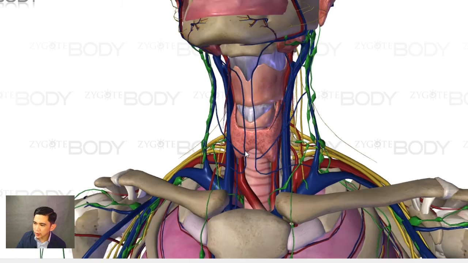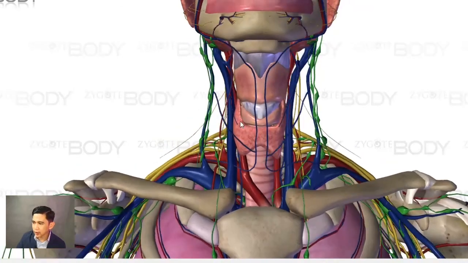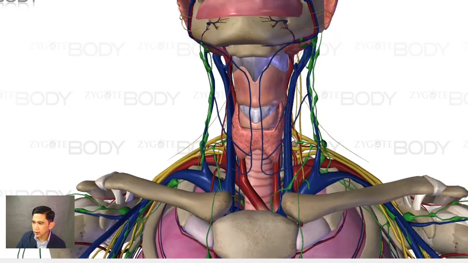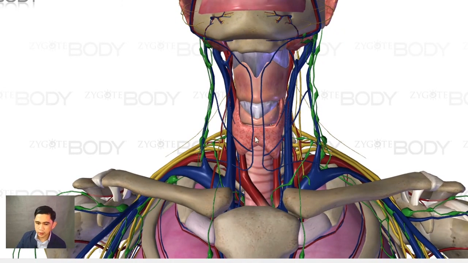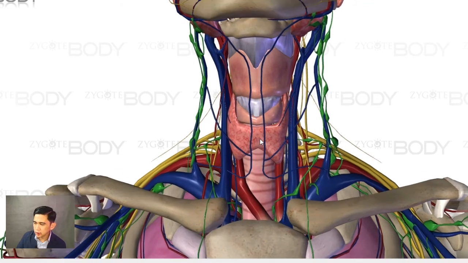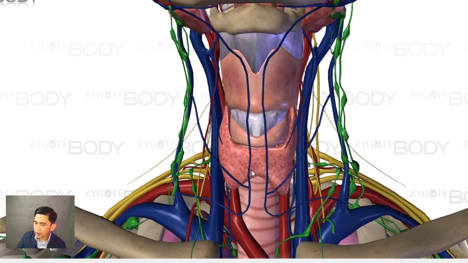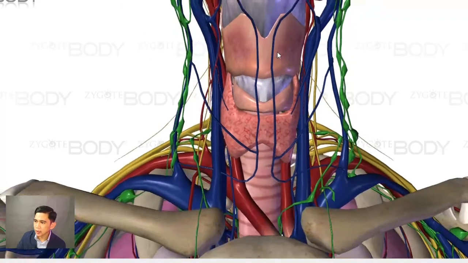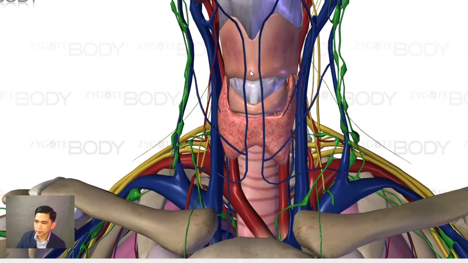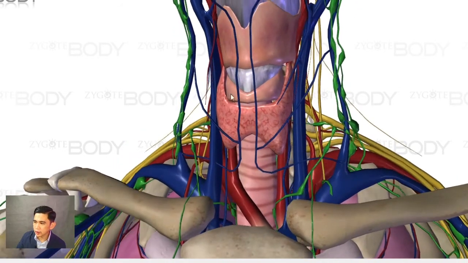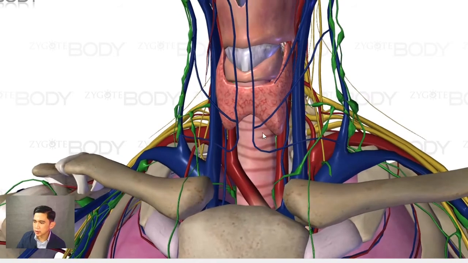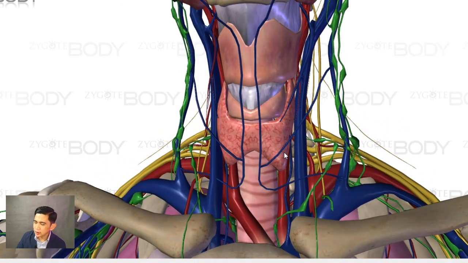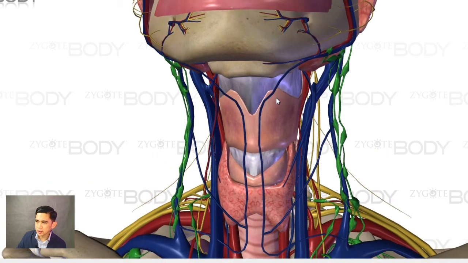This is the thyroid gland. It's a butterfly-shaped gland. We have the right thyroid, we have the left thyroid, and the thyroid tissue that joins them is called the isthmus. Notice that the thyroid gland is not on the thyroid cartilage. So this is the hyoid, this is the thyroid cartilage, this is the cricoid cartilage, and this is the tracheal cartilage. So the thyroid gland is more related to the cricoid and the tracheal cartilage rather than the thyroid cartilage.